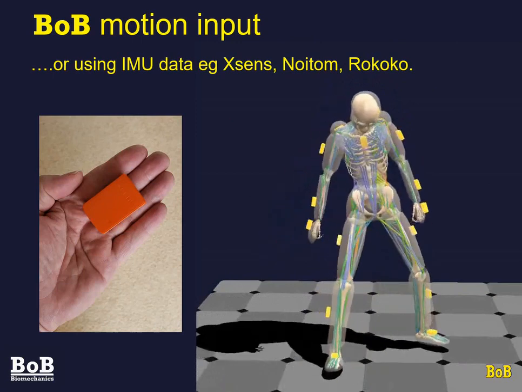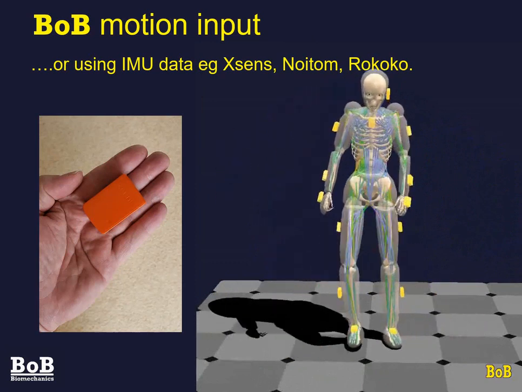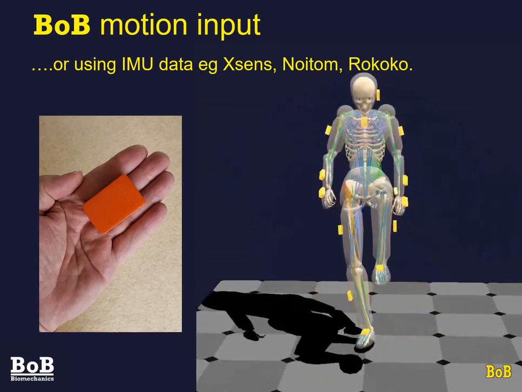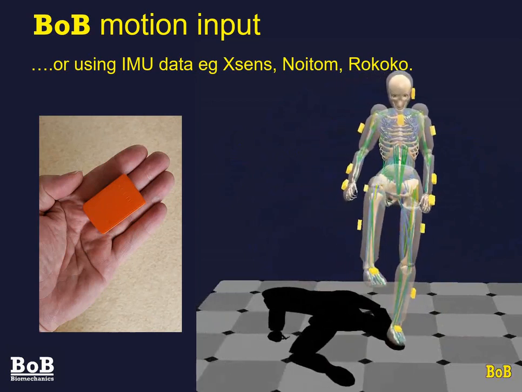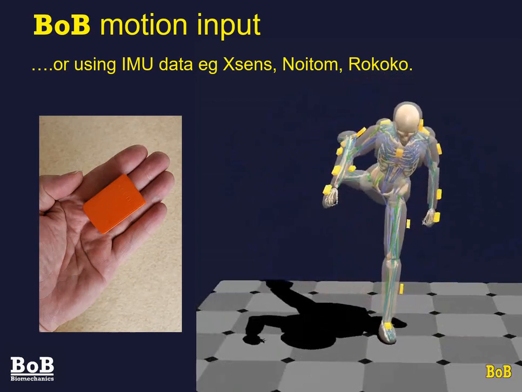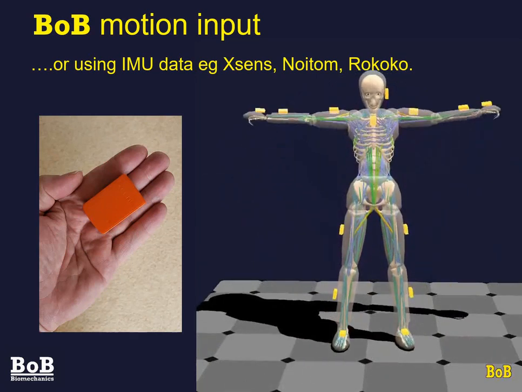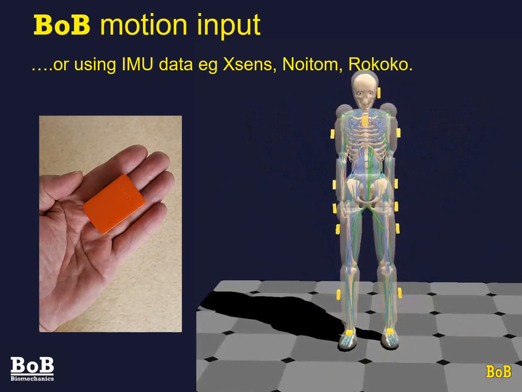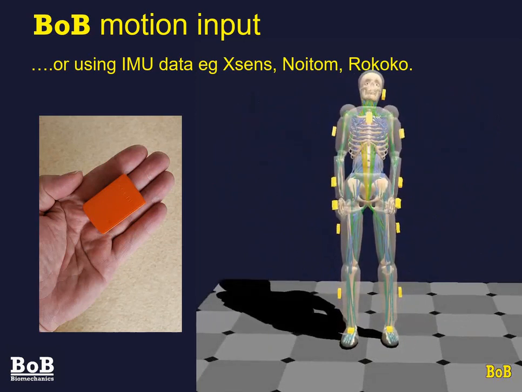Within this box, there are 3 linear accelerometers, 3 orthogonal rate gyros, and 3 orthogonal magnetometers. About 17 of these boxes are normally attached across the body, as shown in the animation. These sensors can sense their orientation in space, and when this information is combined with a biomechanical model, it's possible to calculate the movement of the whole body.